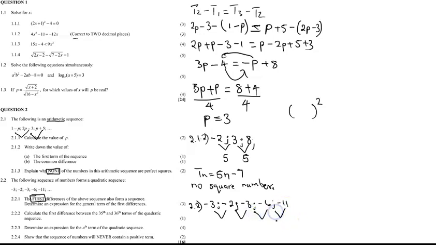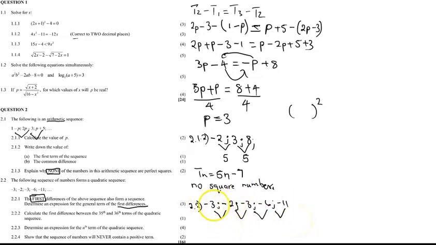So what about the first differences? The first differences of the above sequence also form a sequence. We know that the first differences of a quadratic are giving us an arithmetic sequence. Determine an expression for the general term of the first differences. So you must be very careful to answer what they asked you.